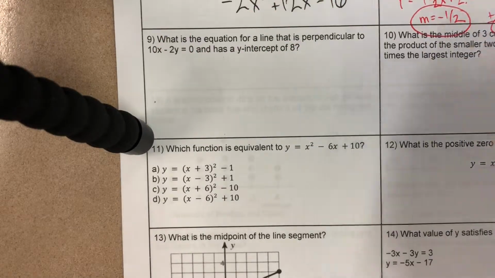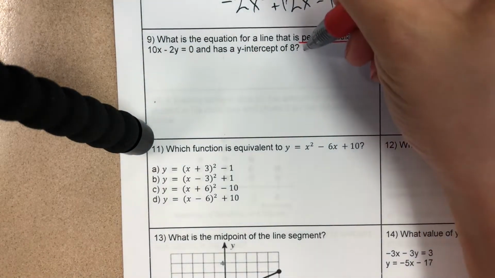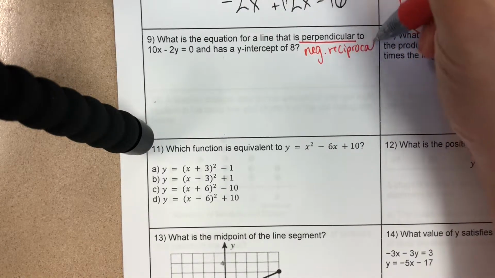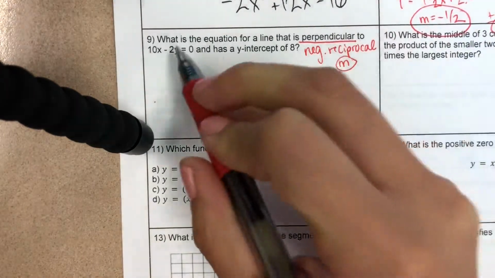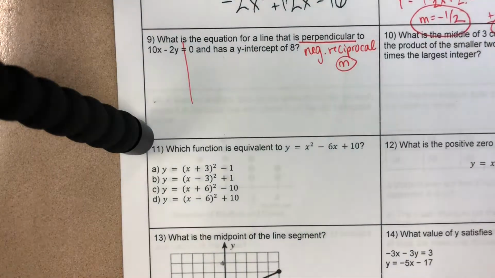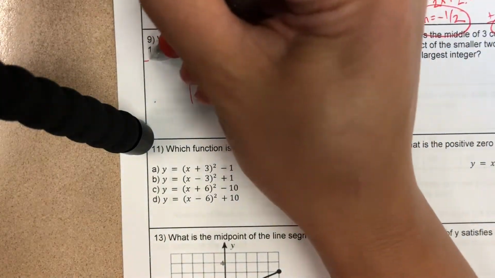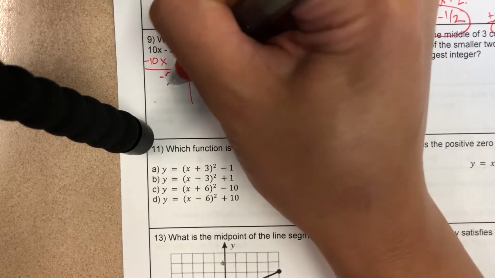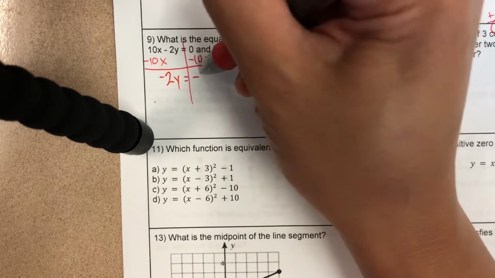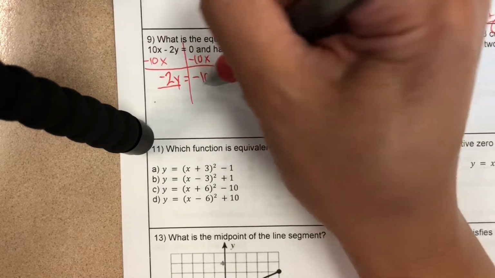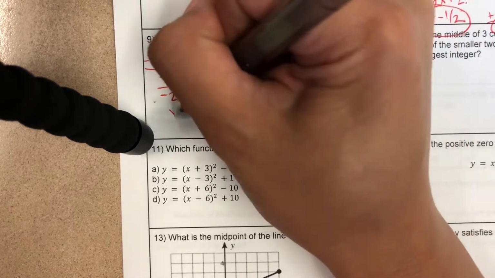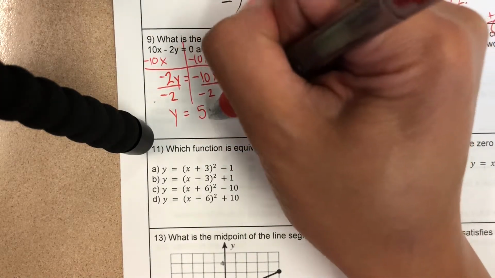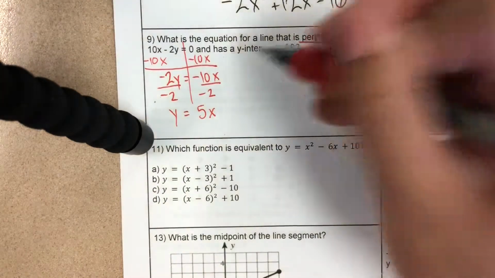Okay, very similar to the last line, except we're doing perpendicular, which means that I'm looking for the negative reciprocal for the slope value. So right here, again, I want to make this into slope-intercept form, so I'm going to solve for y by itself. I subtract 10x from both sides. This leaves negative 2y, 0 doesn't really matter, equals negative 10x. I divide both sides by negative 2 to get y equals negative 10 divided by negative 2 is 5x. So that is my equation for the first line.